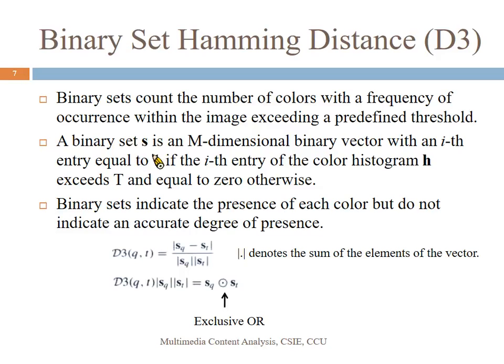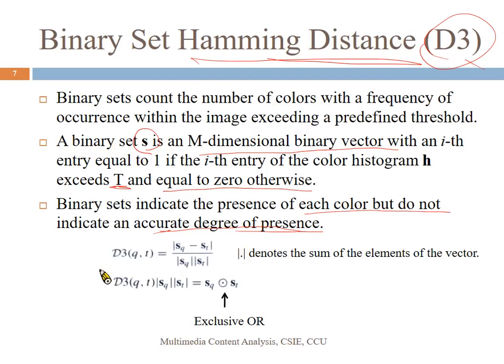So a binary set S is an m-dimensional binary vector with the ith entry equal to 1 if the ith entry of the color histogram exceeds t, and it will be equal to 0 otherwise. So the binary set indicates the presence of each color, but does not indicate an accurate degree of presence. If we use the binary set representation, the goal is to accelerate the similarity computation. So the definition D3 here is kind of a Hamming distance. The definition is like this.